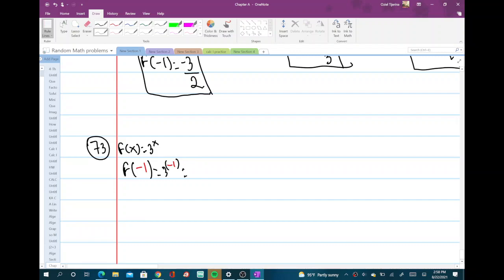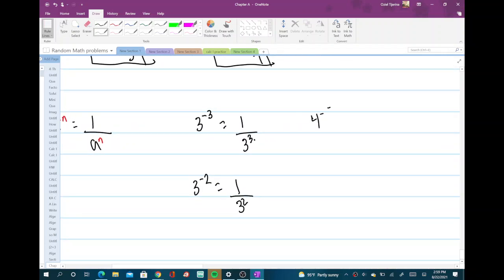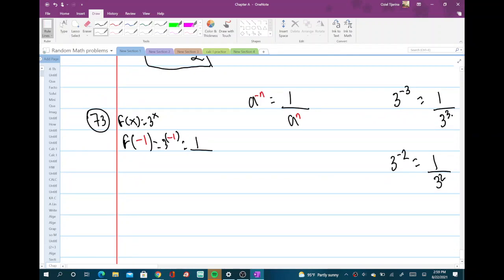Now, one of the things that you should know at this point is that anytime you have a to the negative n, this should be equal to 1 over a raised to the nth power. If I have 3 to the negative 3, this should be 1 over 3 cubed. If I have 3 to the negative 2, this should be 1 over 3 squared. If I have 4 to the negative 5, this should be 1 over 4 to the 5th. You're putting a 1 on top, then putting whatever base they gave you, but with the exponent as a positive. That is how it works. So this ends up being 1 over 3 to the first power, which is just 1 over 3. So f of negative 1 equals 1 over 3.